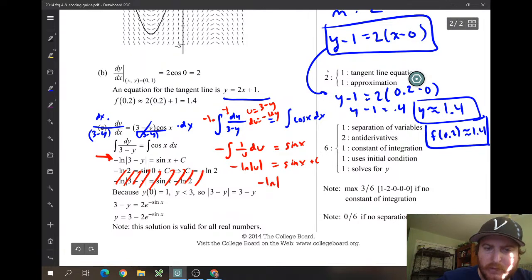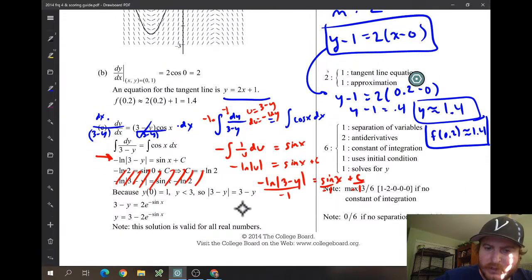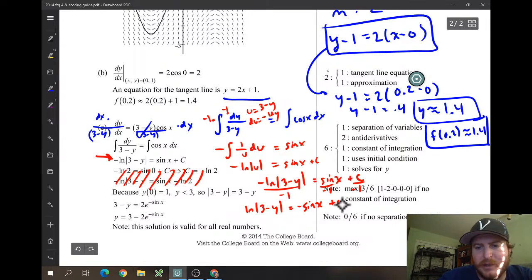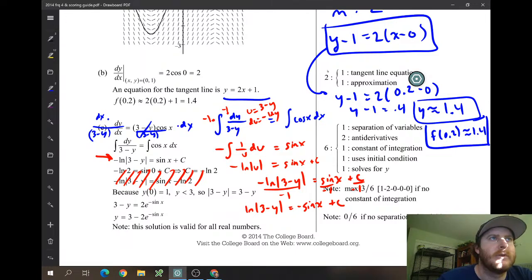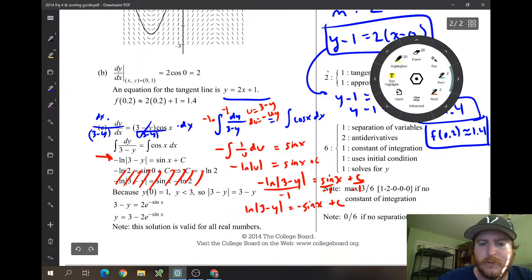So I would say negative ln of 3 minus y equals sine of x plus c. Let's divide everything by a negative 1. When you divide c by negative 1, that's going to give us a new c. So negative sine of x, just plus c again. Technically, it's minus c, but we can just write plus c because it works. Okay. Then, if you did write minus c, you'll be fine, though. You'll still get the right answer when you solve for it.